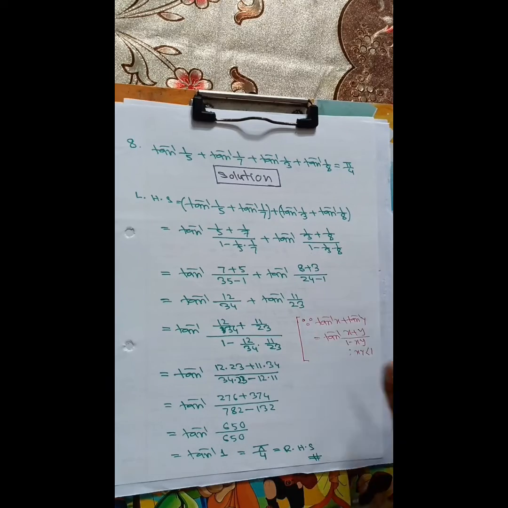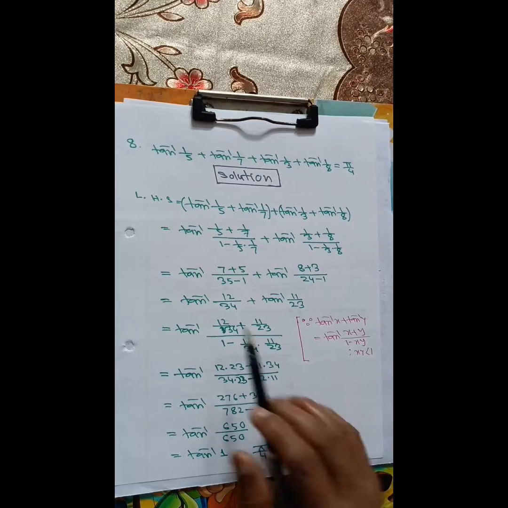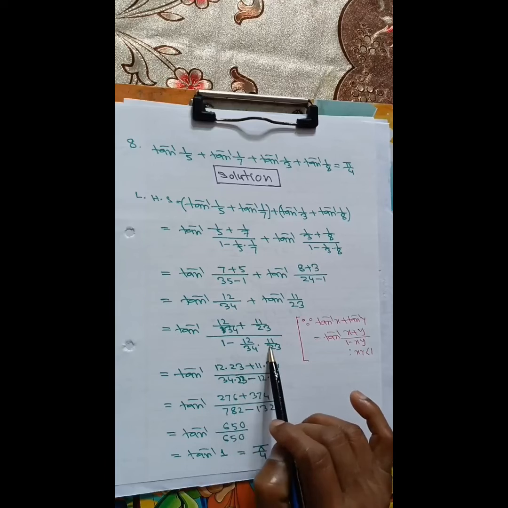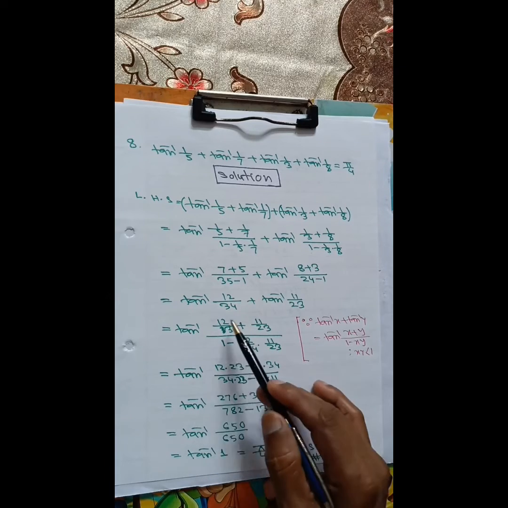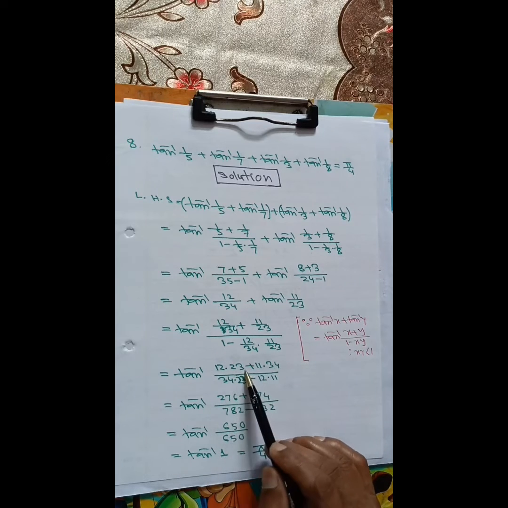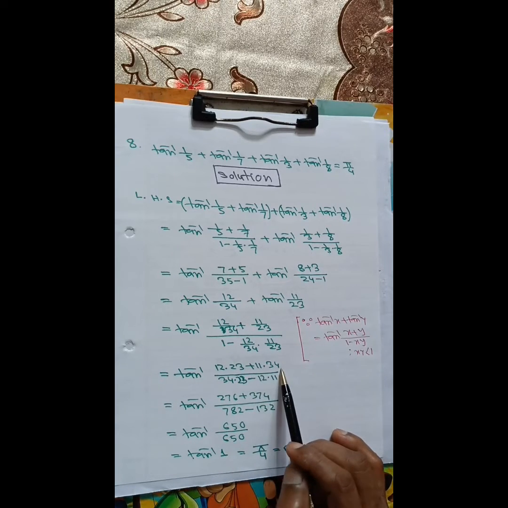Again, we apply the same formula, that is tan inverse x plus tan inverse y is equal to tan inverse x plus y divided by 1 minus xy, where xy is less than 1. That is the condition. Now we apply this, then we get tan inverse x plus y divided by 1 minus xy. If we take the LCM of numerator and denominator, we get 12 into 23 plus 11 into 34 divided by 34 into 23 minus 12 into 11.